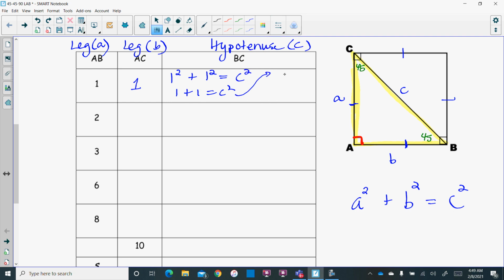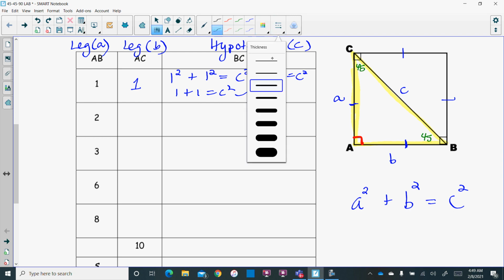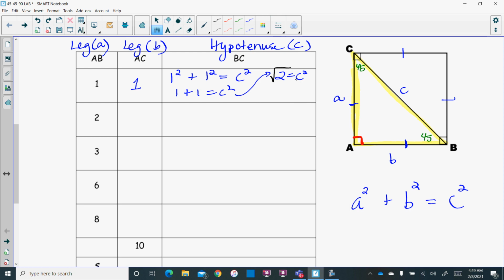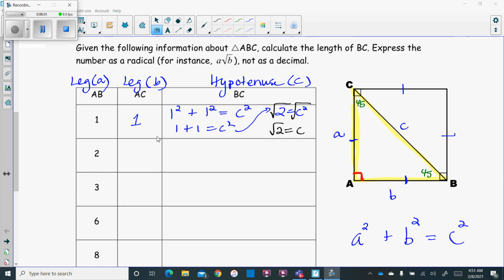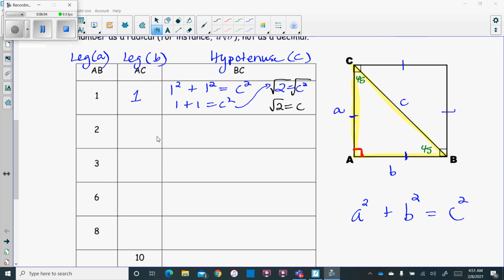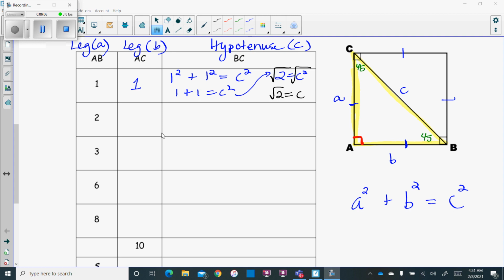So what we have is 2 equals c squared. But to find just the c, we are going to need to take the square root of that. And so that makes c equal the square root of 2, because we want to keep our answer in the form of a radical, since this is not a decimal. So in this example, this would be our final answer, square root of 2.